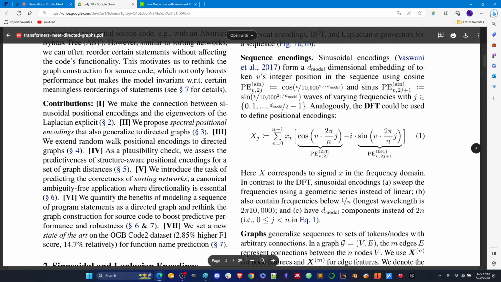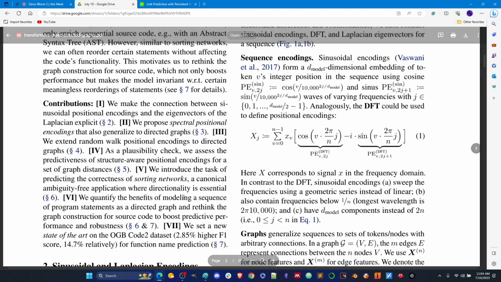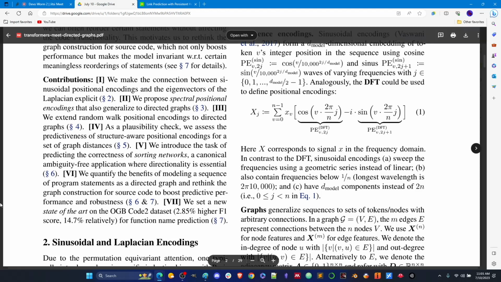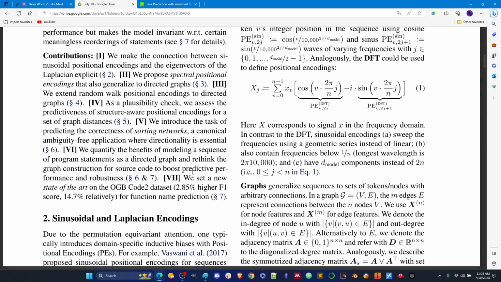They extend random walk positional encodings to directed graphs. They assess the predictiveness of structural or positional encodings for a set of graph distances. They introduce the task of predicting the correctness of sorting networks, a canonical ambiguity-free application where directionality is essential. They model a sequence of program statements as a directed graph and rethink the graph construction from source code to boost predictive performance and robustness. And then they do the benchmarking.